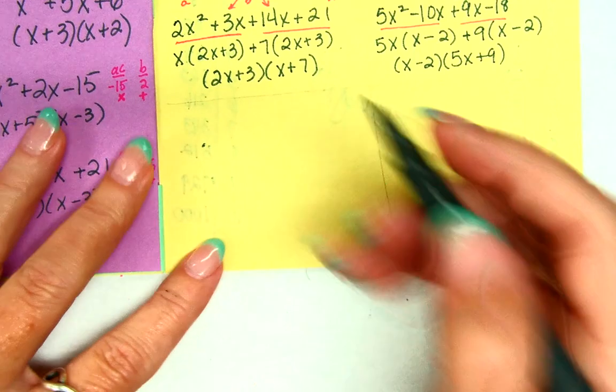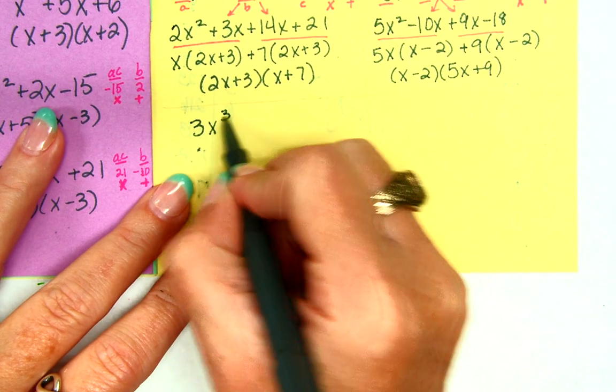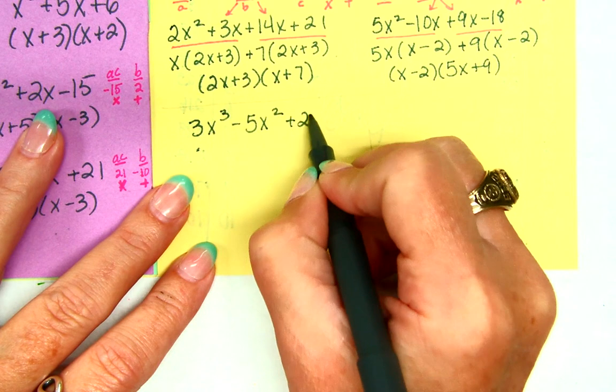Third example. 3x cubed minus 5x squared plus 2x.